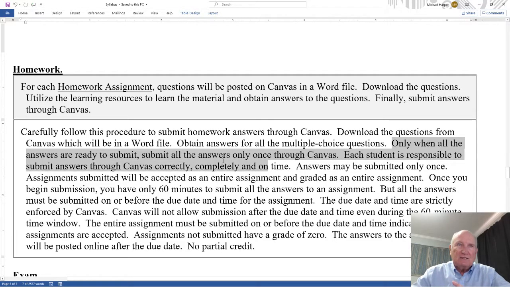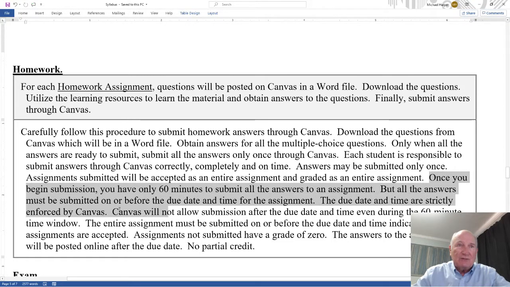Each student is responsible to submit answers through Canvas correctly, completely, and on time. Answers may be submitted only once. Assignments submitted will be accepted as an entire assignment and graded as an entire assignment. You can't submit piecemeal. Once you begin submission, this is key, you only have 60 minutes to submit all the answers to an assignment. But all the answers must be submitted on or before the due date and time for the assignment.